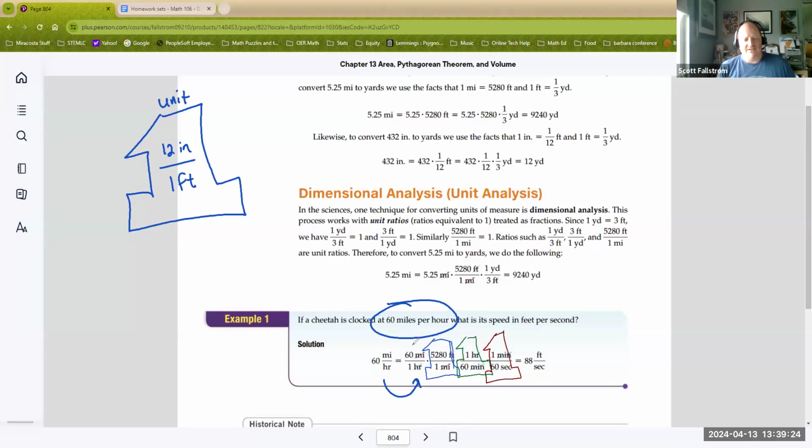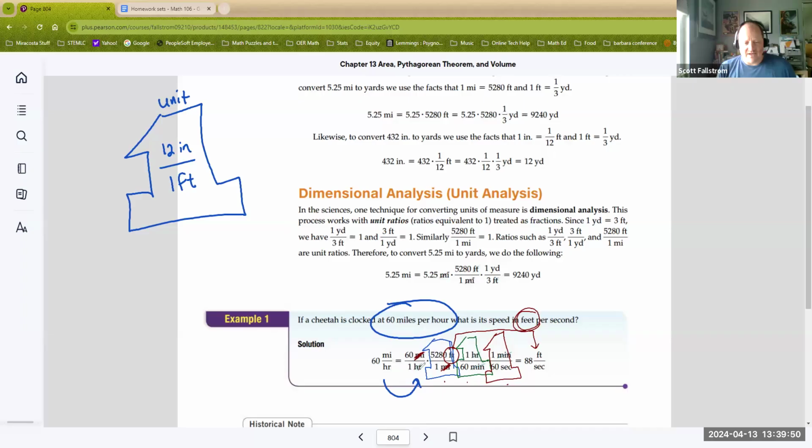So it's basically 60 miles an hour times 1 times 1 times 1. But we choose 1 in a nice way. If you have miles on top, then you put miles on the bottom in your unit ratio so that the miles unit will eliminate. Notice at the end, I wanted feet per second, so feet remains on top and ends up as our final value.